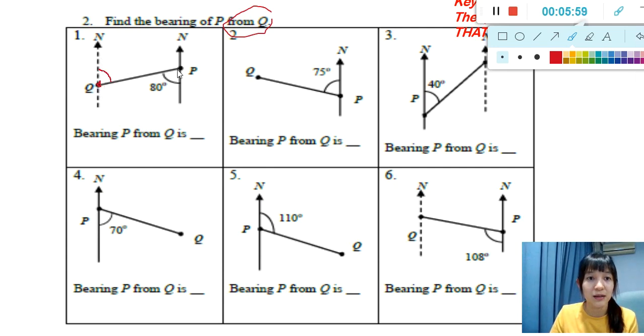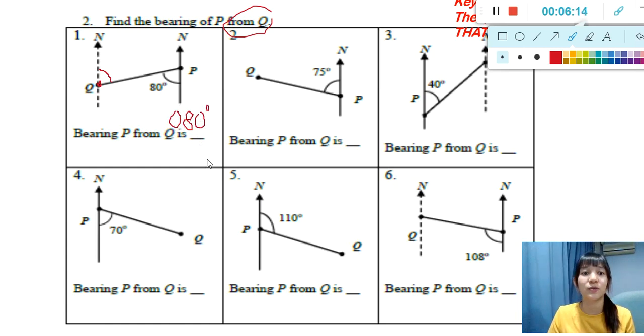Z means that these two are the same angle. So this is 80 degrees. Is that correct for a bearing, right? A bearing must be three digits, so you add a 0 in front. 080 degrees bearing. Okay, next one.